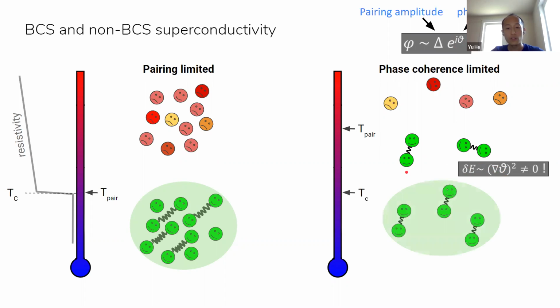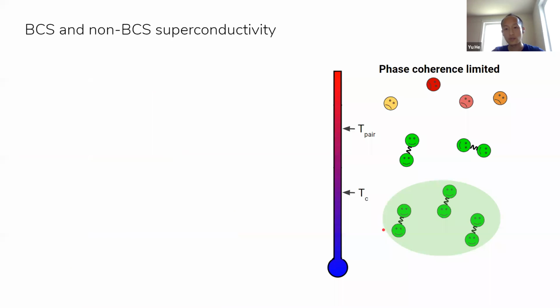And only when you further cool down will the system develop a global phase coherence between the electrons. And in this case, a zero resistivity state is reached, and we get a bulk superconductor. So the second case, the phase coherence limited case, is rather non-BCS.